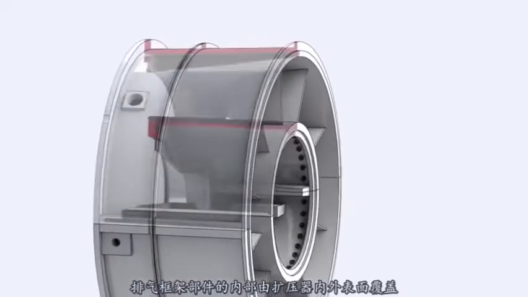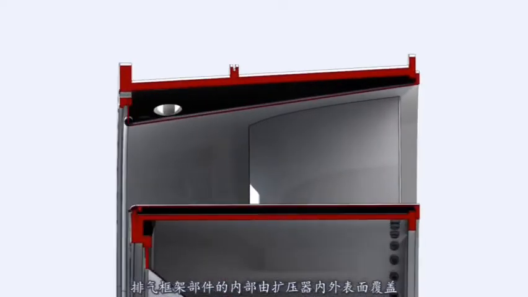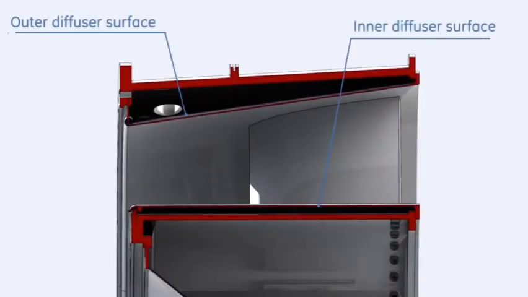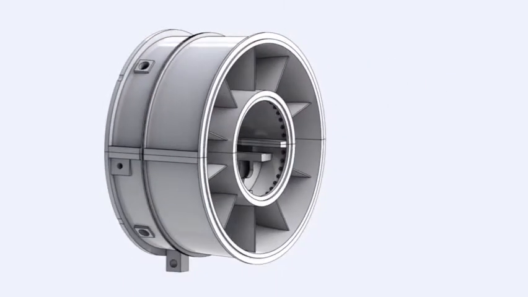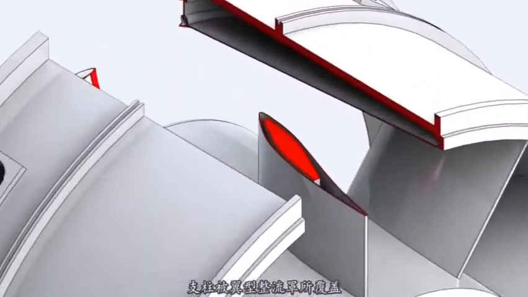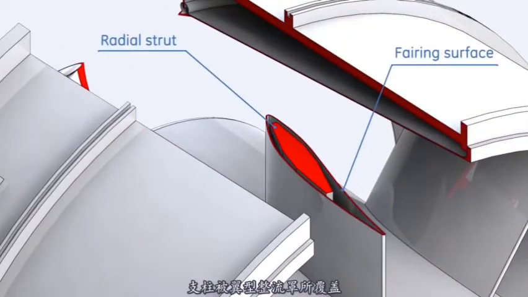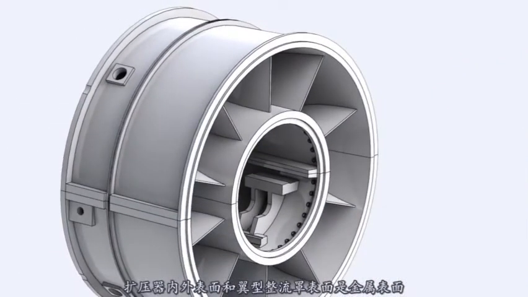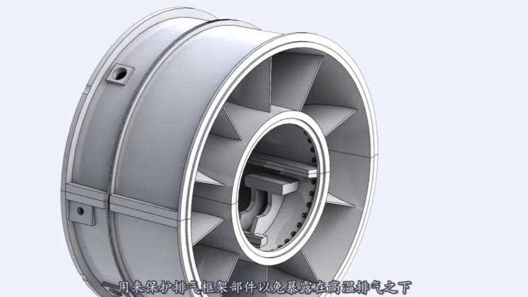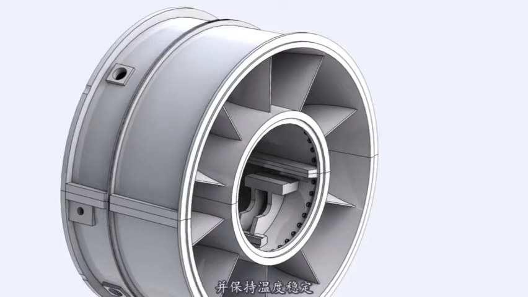The inner side of the exhaust frame parts is covered by the inner and outer diffuser. The outer diffuser surface is manufactured to provide divergent cross-sectional area to increase the exhaust gas's pressure. The struts are covered by airfoil-shaped fairing surfaces. The inner and outer diffuser and the airfoil-shaped fairing surfaces are metal surfaces which protect the exhaust frame parts from being exposed to the high temperatures of exhaust gases to maintain temperature stability.